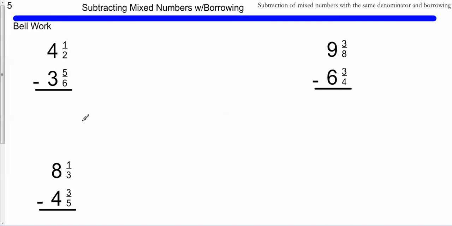So remember to borrow. Denominator plus numerator equals your new numerator. That is the shortcut of the day.